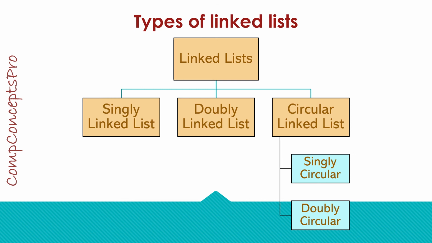So basically there are three types of linked lists: singly linked list, doubly linked list and circular linked list. Circular linked lists are further divided into two categories: singly circular and doubly circular. The structure and what kind of operations can be performed on these linked lists, these things we are going to learn in my upcoming videos in detail. So to understand these linked lists in detail, do watch my next videos.